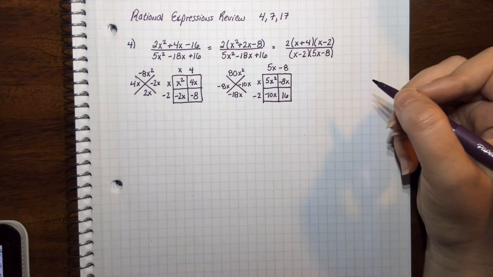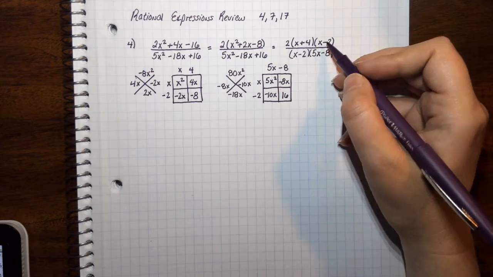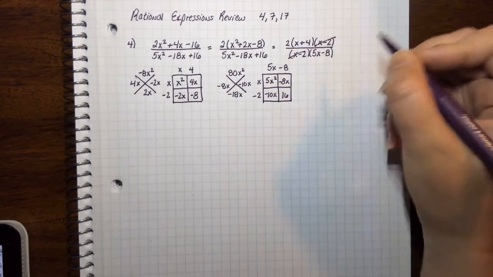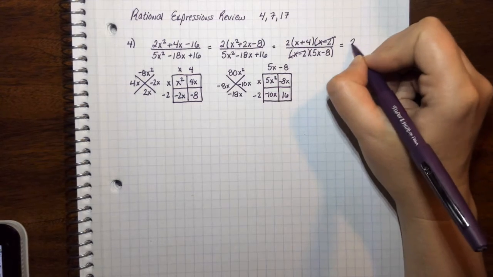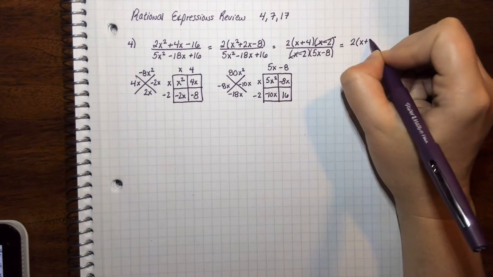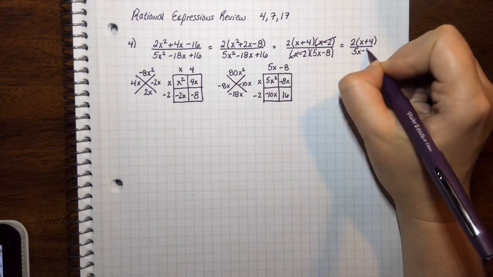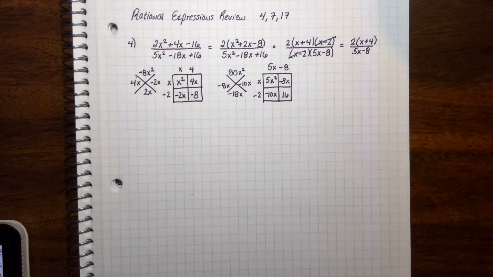Alright, so now into the fun part. I have a factor of x minus 2 on the top and the bottom. Giant 1. So I have 2x plus 4 over 5x minus 8. Okay, excellent. So that's the answer to number 4, except there are 2 parts.